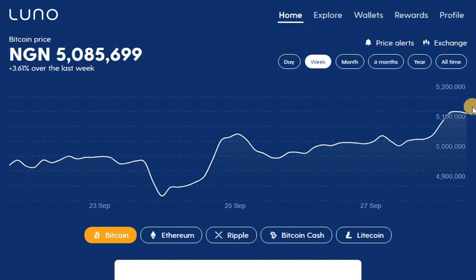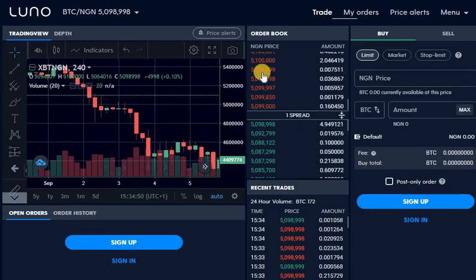Now, to use this indicator, I am going to be using the Luno exchange to access this indicator. You would have to click on the exchange right here. When you click on this, you'll be directed to your Luno exchange, and this right here is your price chart, your Luno price chart.